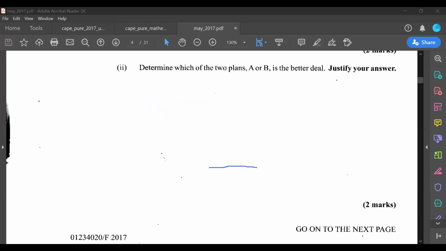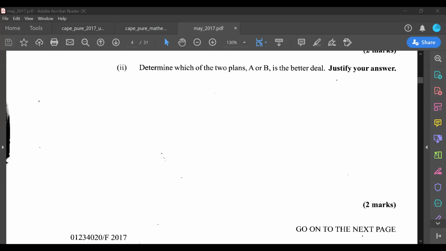And the solution is, in fact, 1,134. And that means that, yes, plan B is better than plan A because you end up spending less, right? Okay, great. So you'd have to put that statement in the paper when you're doing it, beneath or beside. That's the only way you could get the full marks there.